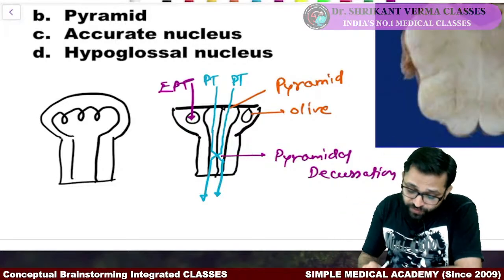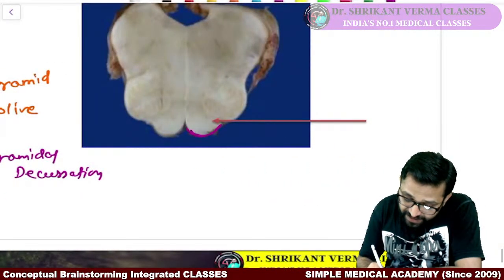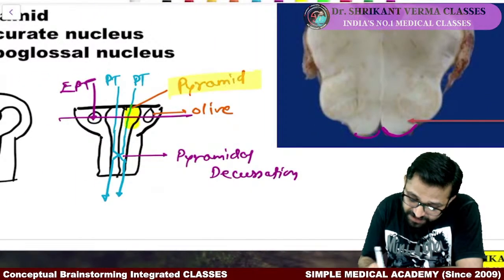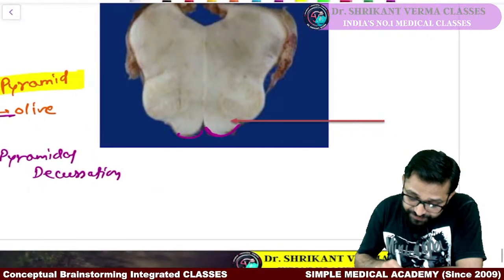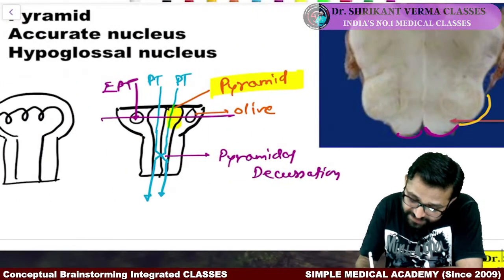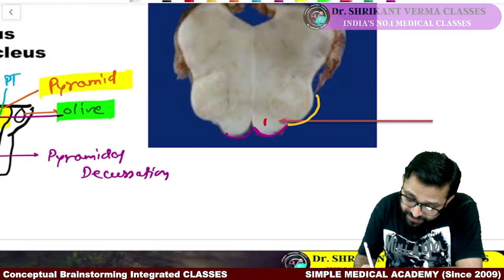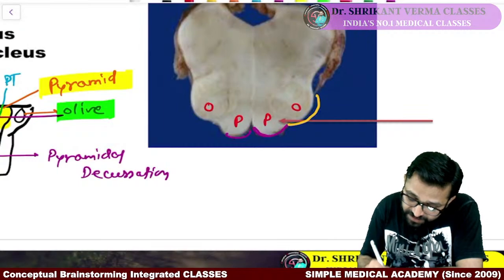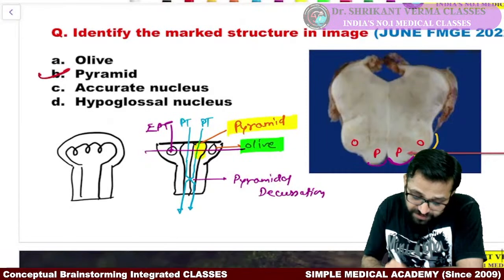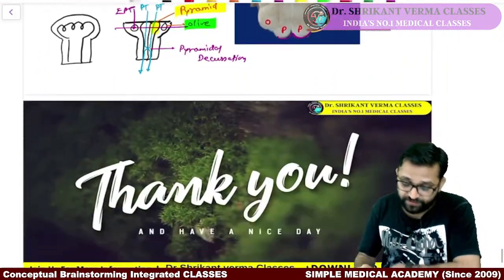Fine. So when you are cutting, the central elevation is the pyramid, and lateral to this pyramid, can you see another elevation? Yes, the lateral elevation is the olive. So definitely this is the pyramid and this is the olive. Fine. So remember, this was our B. Getting the point, everybody? So these are our different things.